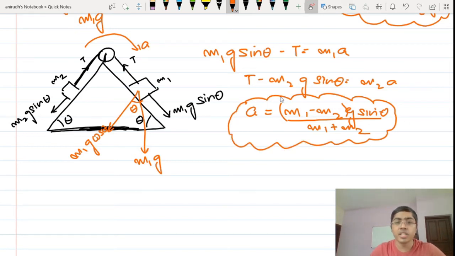Okay, so this is the only modification we have from the previous question. Here a sin theta value is also coming. In the previous one, it was (m1 minus m2) by (m1 plus m2) into g. But here it is (m1 minus m2) by (m1 plus m2) into g multiplied by sin theta.